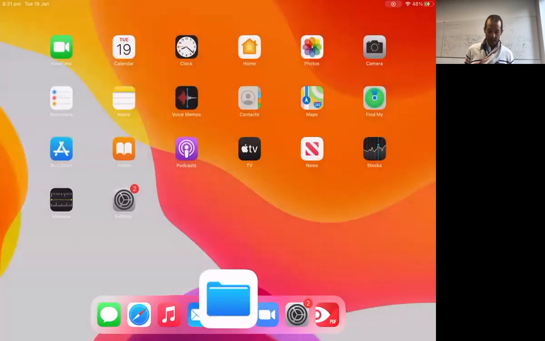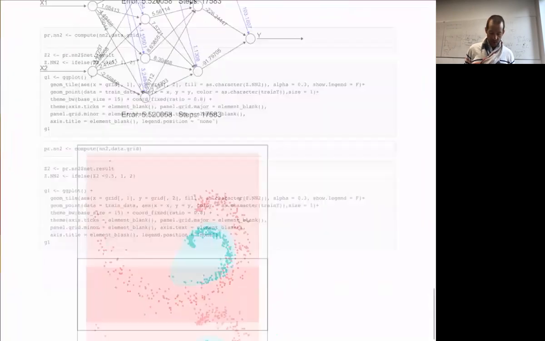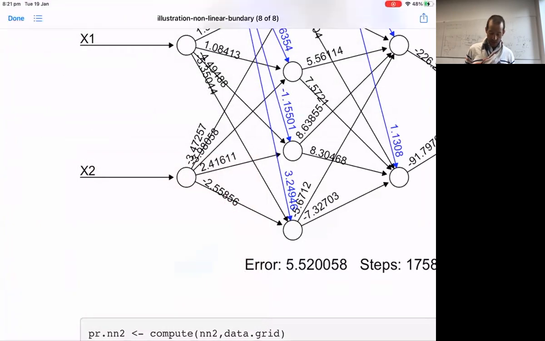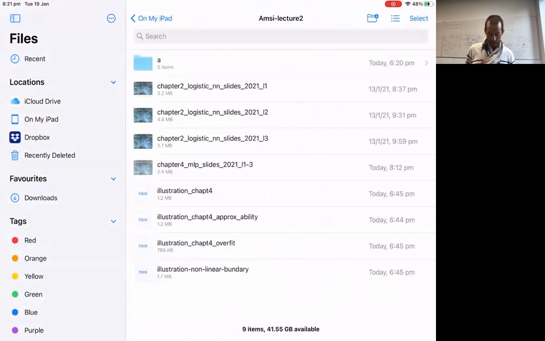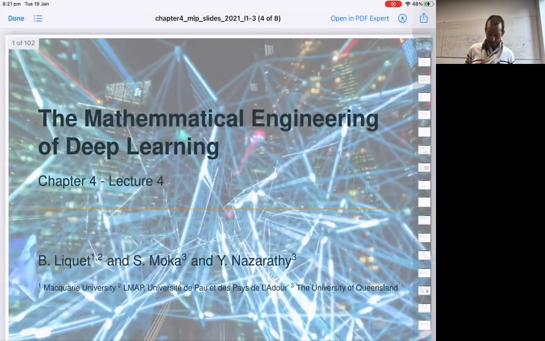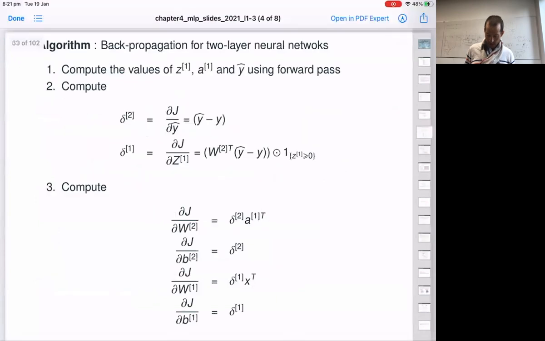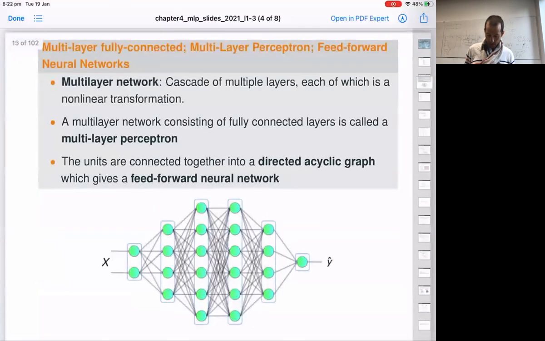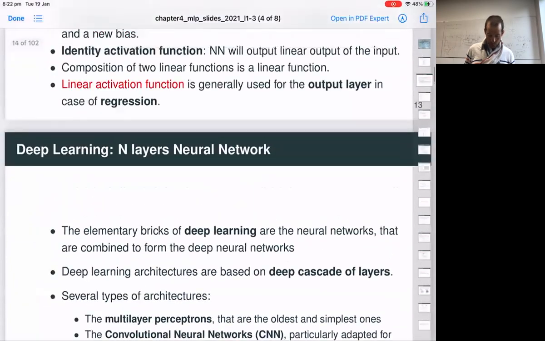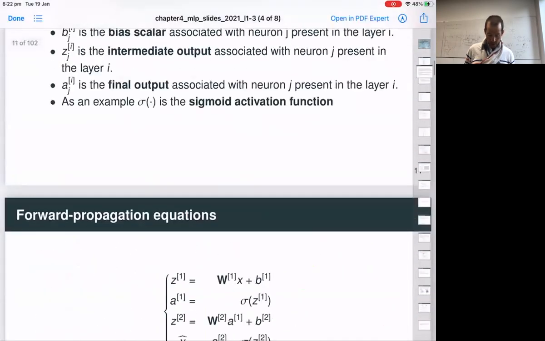Okay, back to the business now. So this was the highlight. I wanted just to highlight this point. So I come back to the slide. Now you know that when we add one hidden layer, it becomes nonlinear.